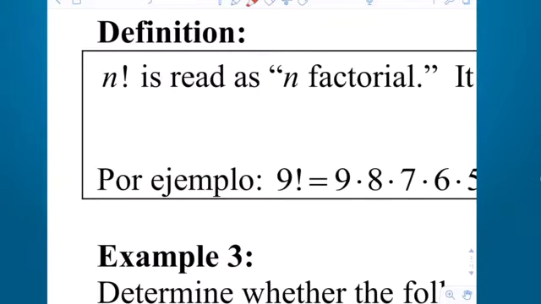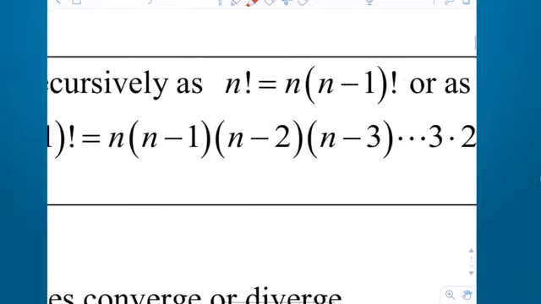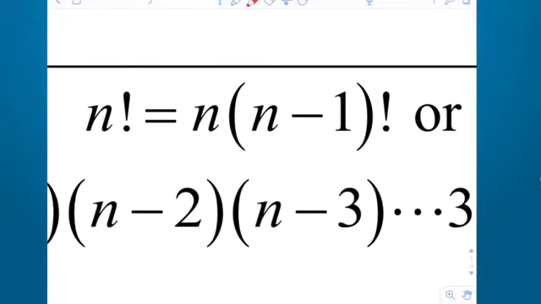Definition. This is a very important thing. I tweeted about it this morning. N exclamation point is read as n factorial. It's a mathematical operation, and it is defined recursively like this. N factorial is n times n minus 1 factorial. What the heck does that mean?